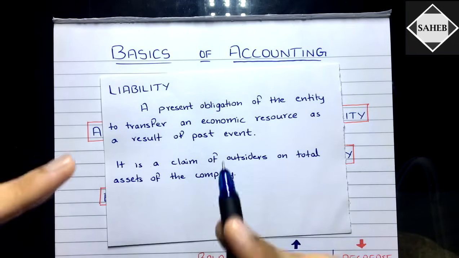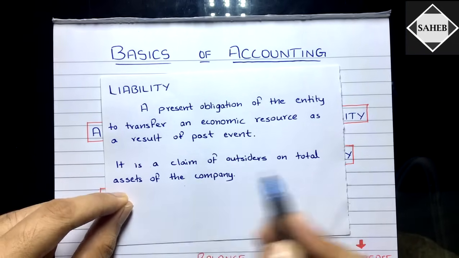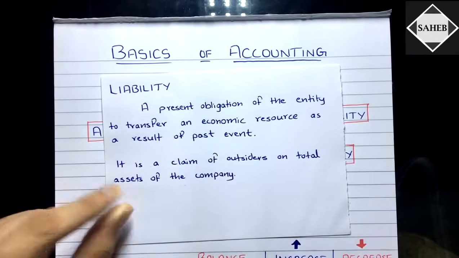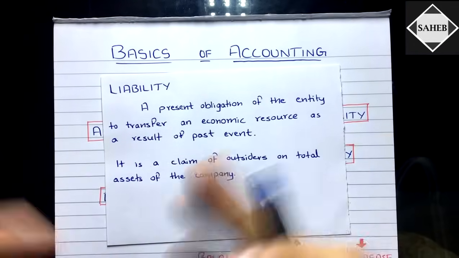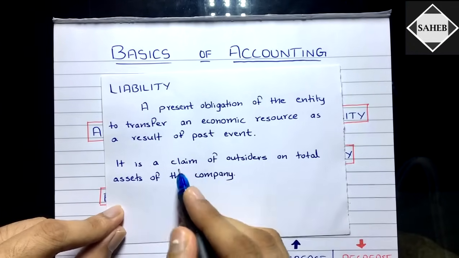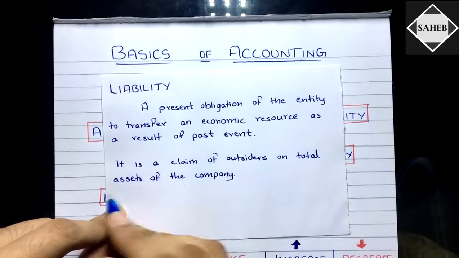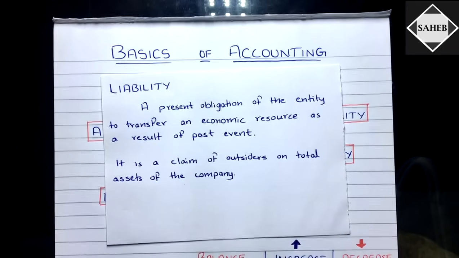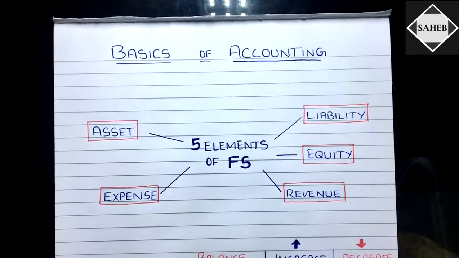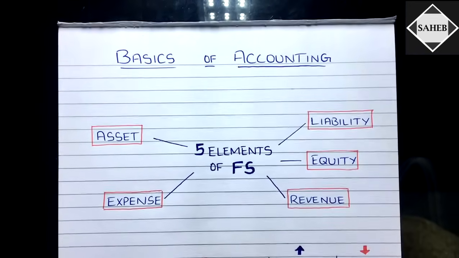Now that creditor will have the claim on the assets of the company. The asset means the cash or whatever it is, but he will have the claim on the total assets of the company. That's what a liability is. Then we have to see what equity is. Equity or capital. Now what does this mean?